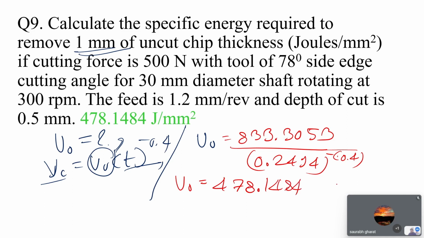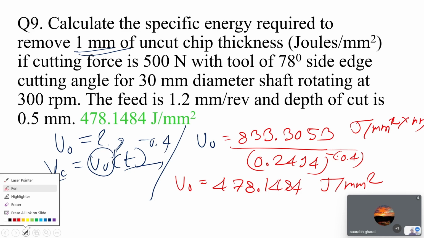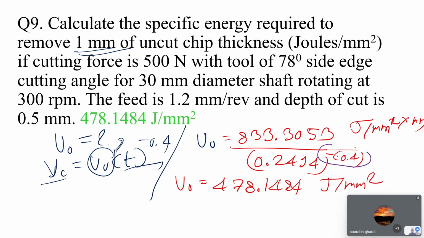478.1484 joule per meter square, because it is written in joule per millimeter cube. What you are actually doing here is just multiplying by a millimeter. Because this is minus, as I told you, we have to check the sign. As this is minus, it will come above, so it will multiply, so this 1 millimeter will get cancelled, and it will convert into square.